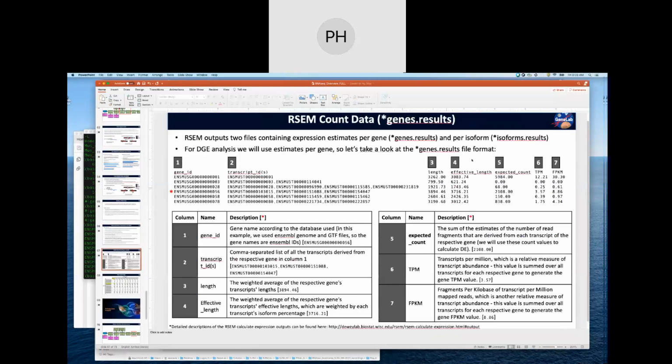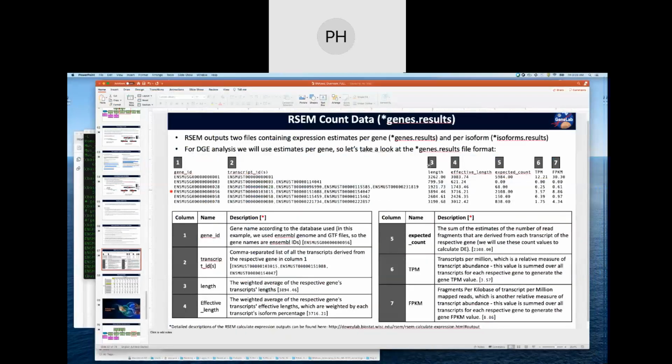So in this genes.results file, as well as, of course, the isoform.results file with the transcript breakdown, we see in column 3 we have a length, and then in column 4 we have an effective length. When I was thinking about calculating that length, the weightedness, for some reason I remembered that it had to do with features from the reference. I was wrong. This length here is actually weighted based on those isoform percentages.